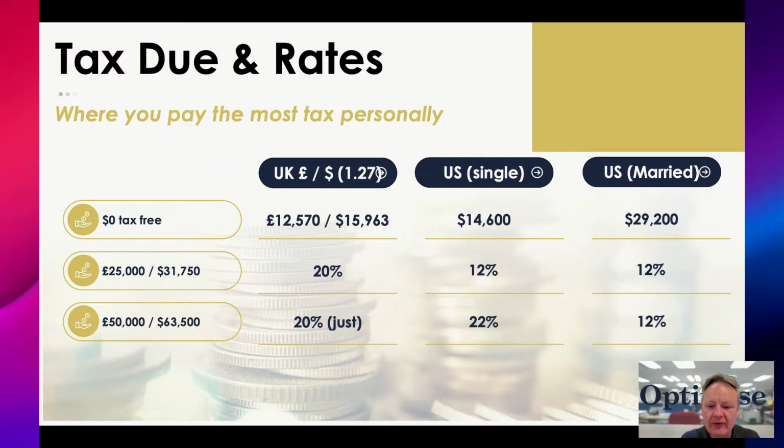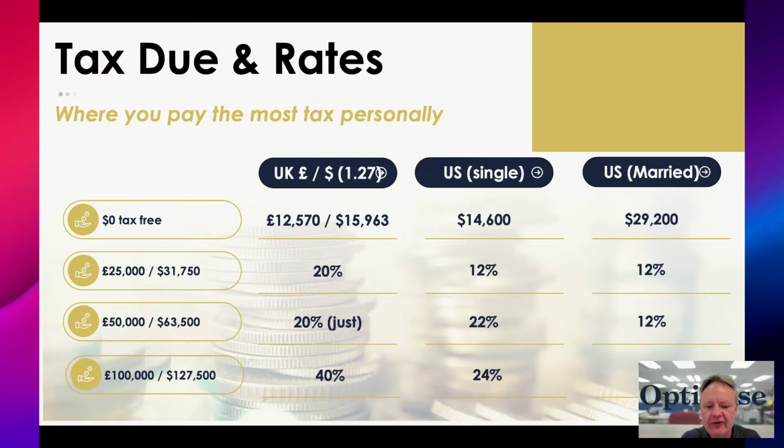So on earning £50,000, I've just put in 20% because we know that the higher rate tax band of 40% kicks in at £50,271. So the £50,000 is just in that 20% bracket. In the US, that's equivalent to $63,500. You've got a tax rate of 22%, which is kind of disingenuous because actually the £50,000 is so near the 40%, it's untrue. And then as a US married couple, the tax rate is still 12%.